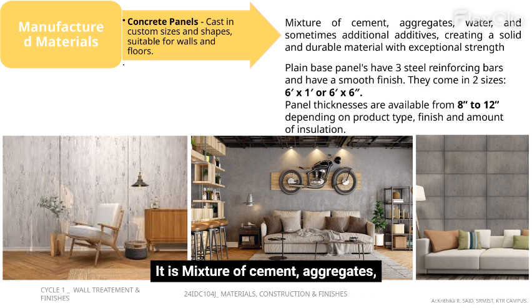It is a mixture of cement, aggregates, water, and sometimes additional additives, creating a solid and durable material with exceptional strength. Plain base panels have 3 steel reinforcing bars and have a smooth finish. They come in 2 sizes, 6 feet by 1 foot or 6 foot by 6. Panel thicknesses are available from 8 inch to 12 depending on product type, finish and amount of insulation.